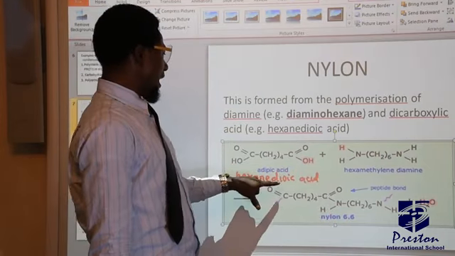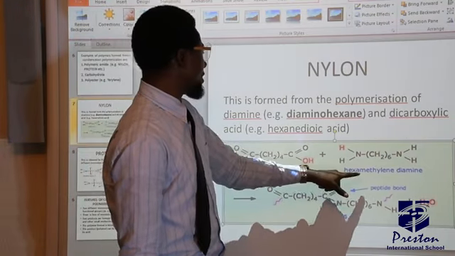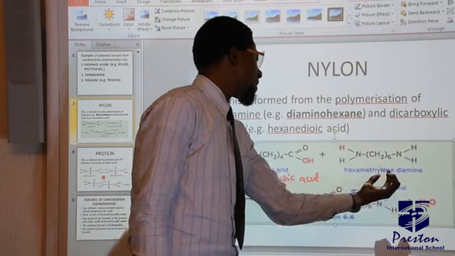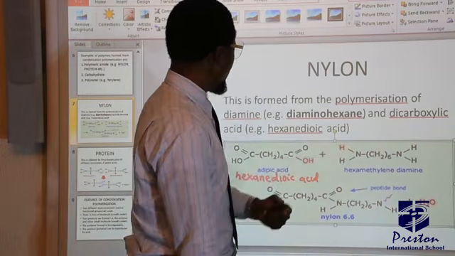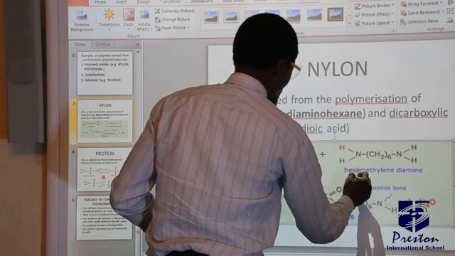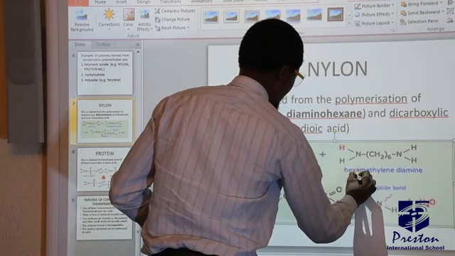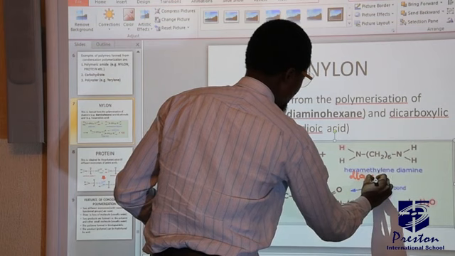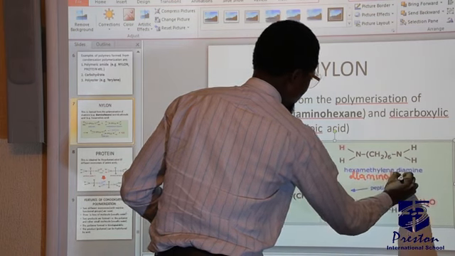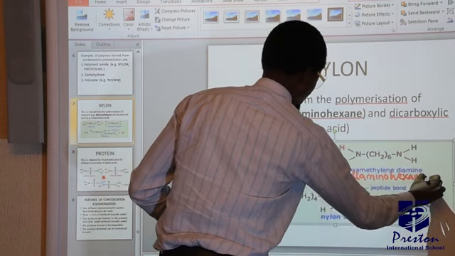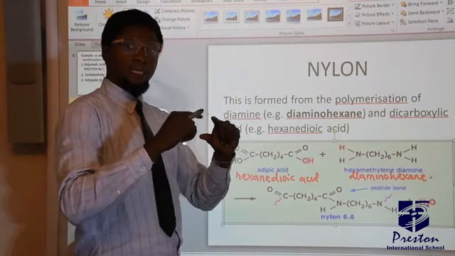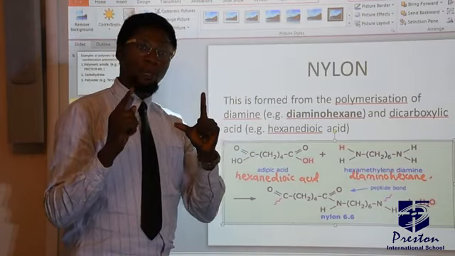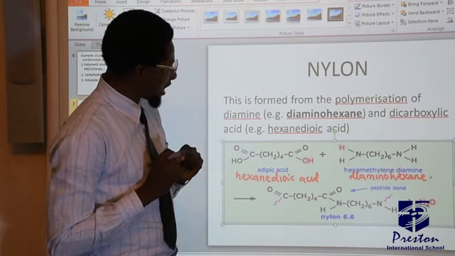Then this azane dioic acid is reacting with the diamine. Example of diamine is hexamethylene diamine. This can also be referred to as diaminohexane. Alright. Now, when these two combine together, there is going to be an elimination of water molecule here.